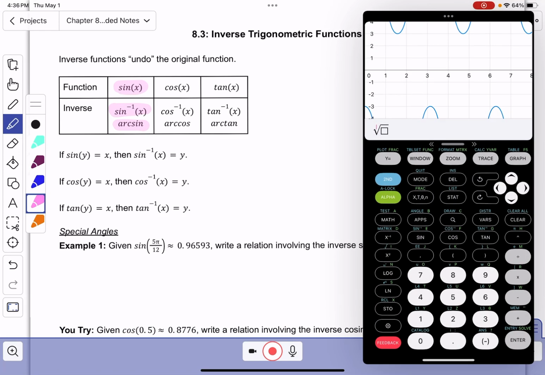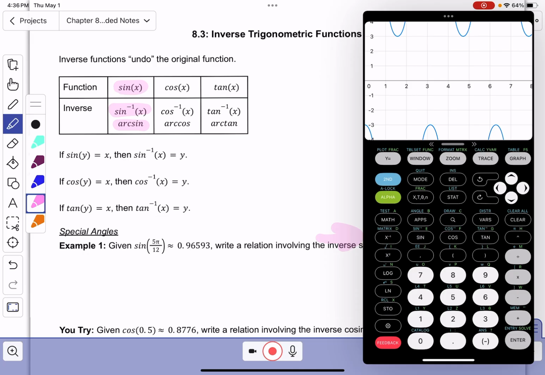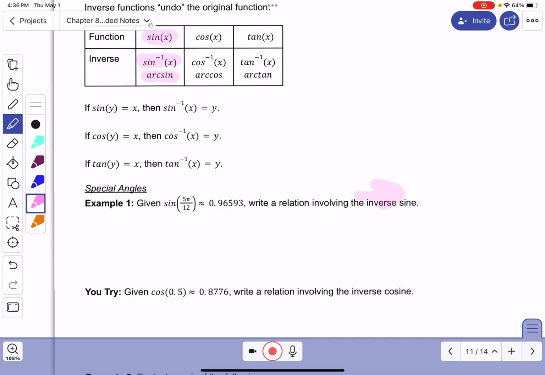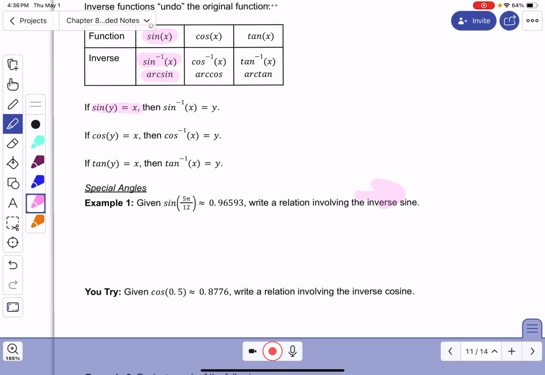On the calculator, in this row, you have sine. And if you want inverse of sine, you just hit second sine, and it gives you that negative 1. What inverse functions do is they undo each other. So if sine of y is x, then the inverse sine of x is y. They just go back and forth. It's as simple as that.